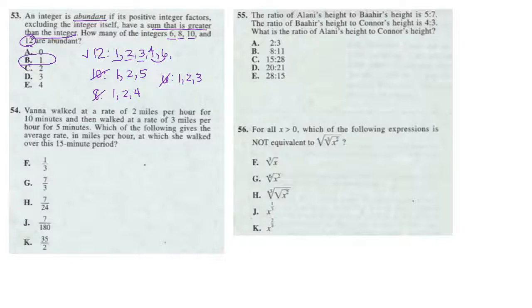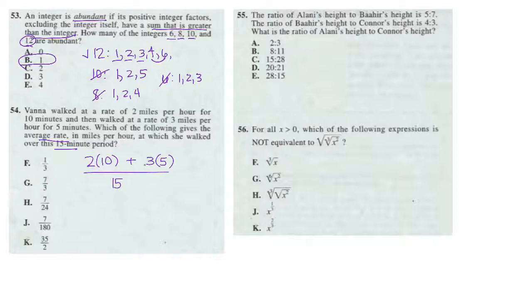All right, so looking at our next one, we have this little chick. She walked at a rate of 2 miles an hour for 10 minutes. So she has 2 miles an hour for 10 minutes. And then she walked at a rate of 3 miles per hour for 5 minutes. And so what is her average rate in miles per hour over 15 minutes?